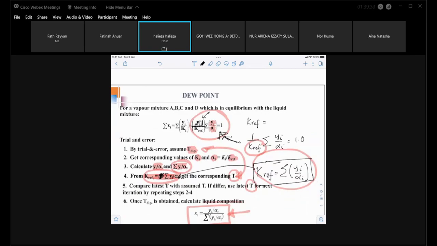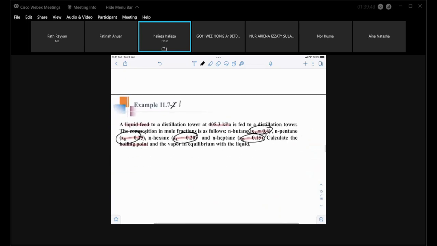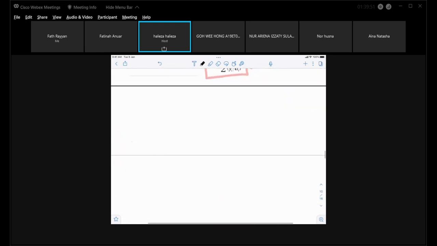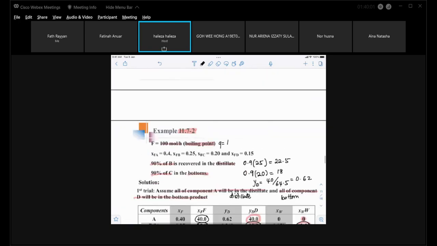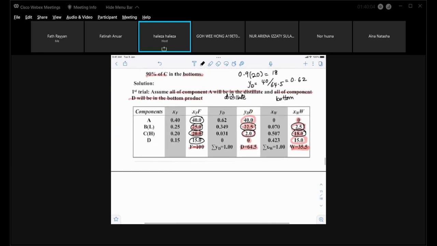If you are asked for the dew point and the boiling point. But if you are given enough information whereby you don't need to make any assumptions for the composition of the distillate and the bottom product, then that saves you from making any assumption. Initially, we did assume that all of component A will be in the distillate and all of component D will be in the bottom product. We made that assumption, so you need to check your assumption. Before doing that, any questions?